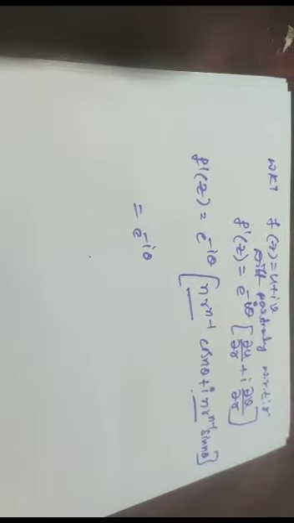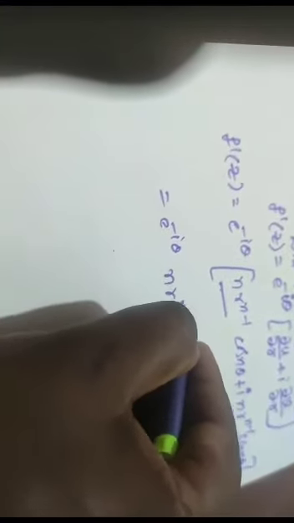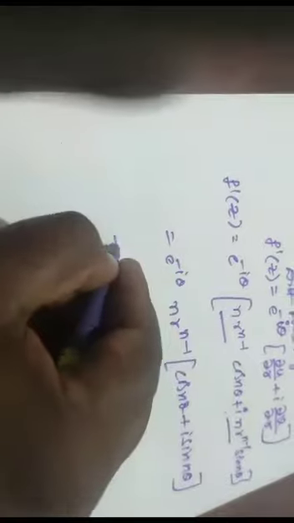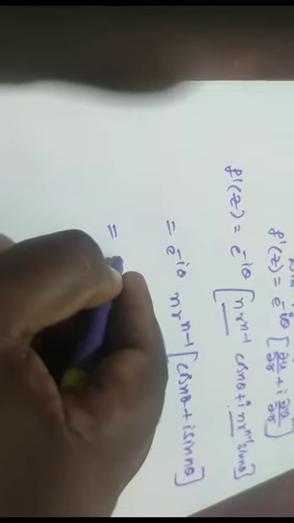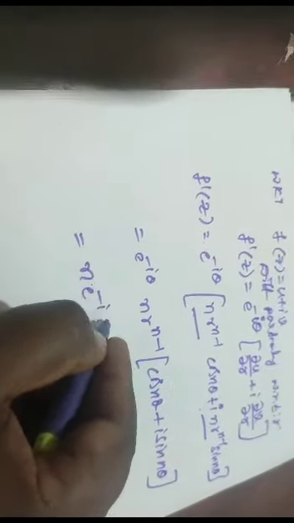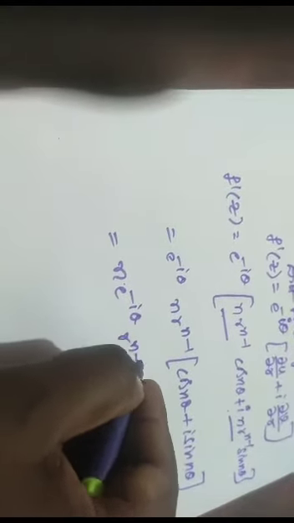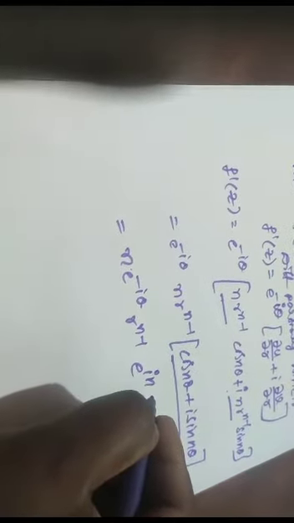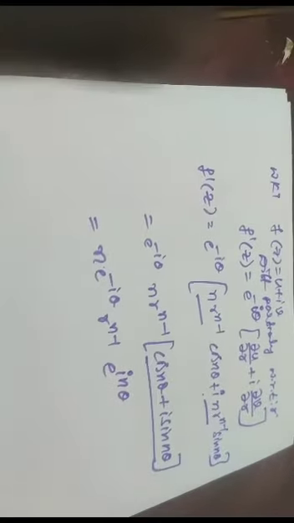From these two terms, n into r power n minus 1 is common. So we are left with cos n theta plus i sin n theta. So n into e power minus i theta r power n minus 1. Now this is in the form of cos n theta plus i sin n theta, therefore e power i n theta. The expansion of e power i n theta is cos n theta plus i sin n theta.